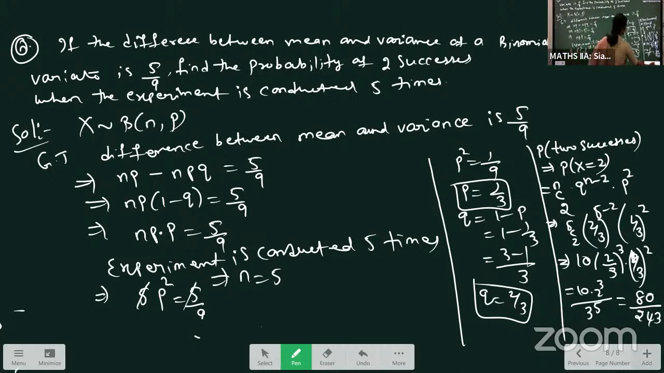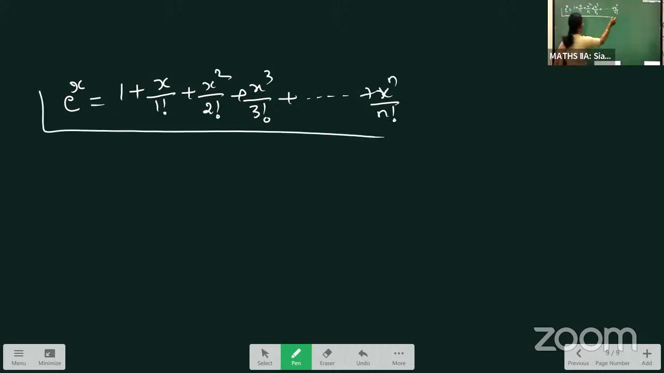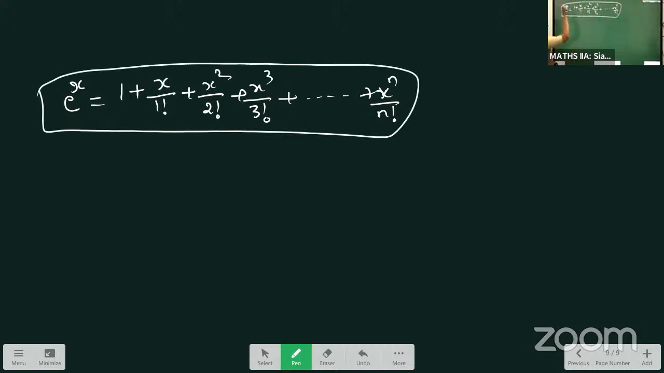Before going to that, I would like to give you a formula. If you have e to the power x, what is the expansion? The expansion is 1 plus x by 1 factorial plus x square by 2 factorial plus x cube by 3 factorial, and so on. The last term is x to the power n by n factorial. So this is the formula if it is in the form of e to the power x. Based on this, we have to go to the question.